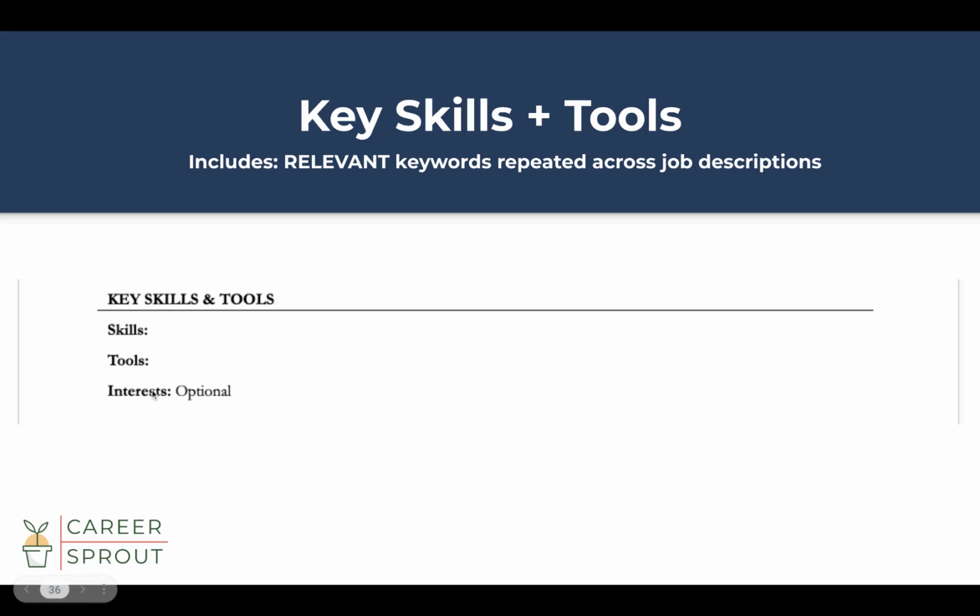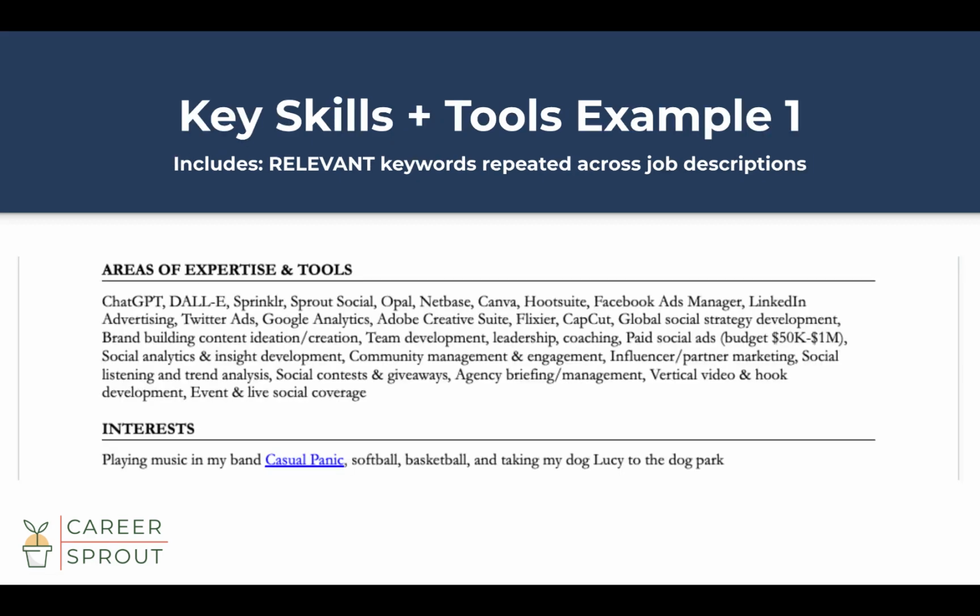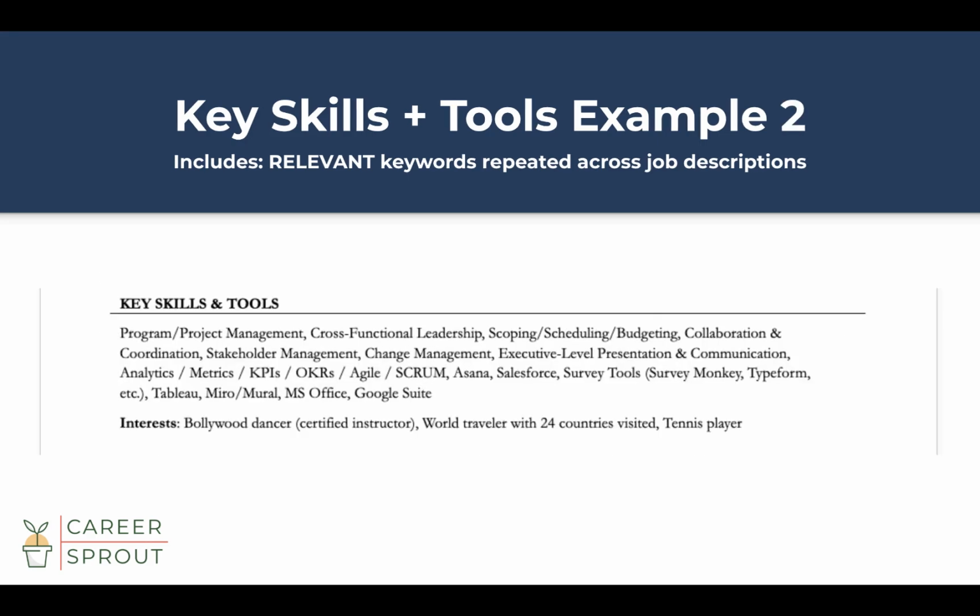And then if you would like to include interests, some people do that as well. It just helps to build rapport sometimes with an interviewer if they see something that is unique or that they also enjoy. So you'll see a couple examples of that. This is somebody where you're just literally listing out the skills and the tools that you saw repeated across the job descriptions. The interests, you can be as generic or as specific as you like there.